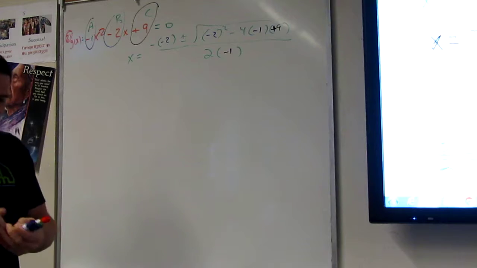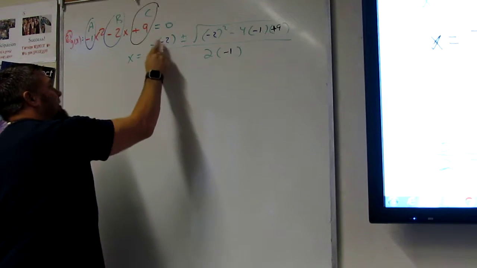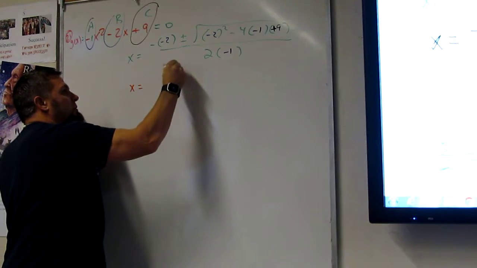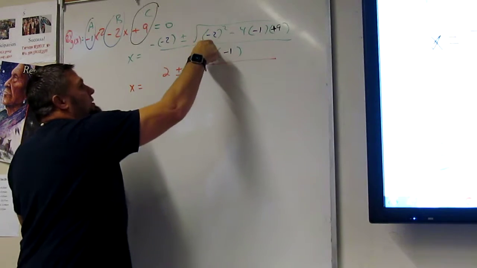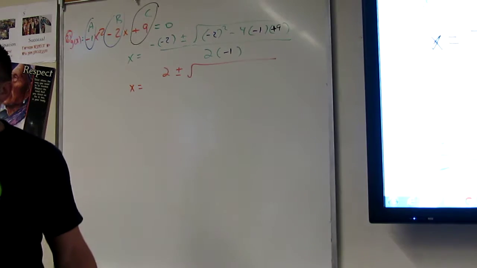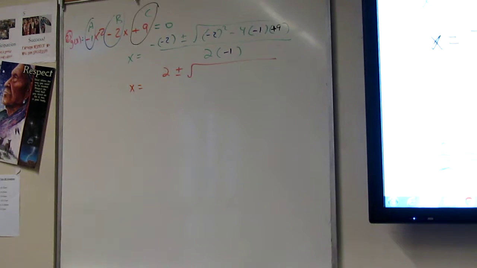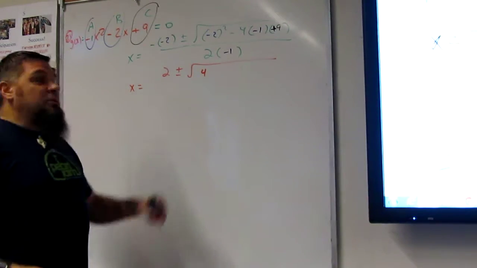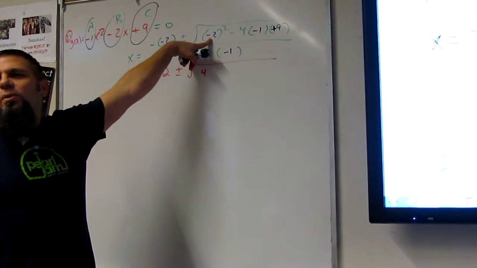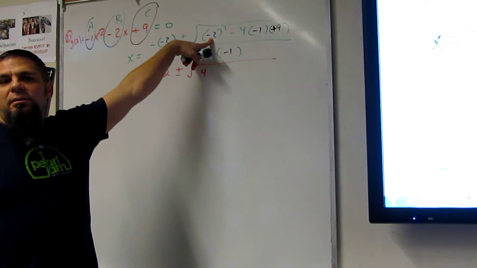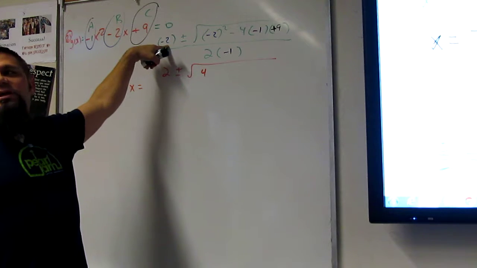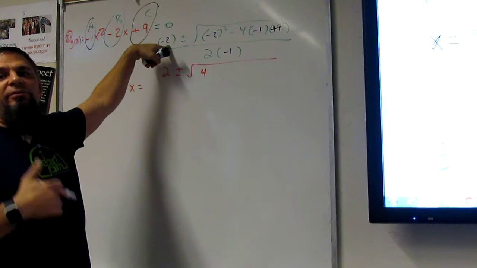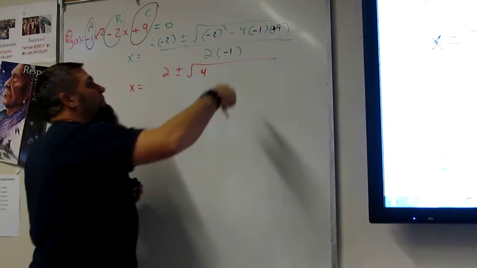Okay? So, what is negative 2? Positive 2. Square root of negative 2 squared. So negative 2 times negative 2 is 4. Yeah, positive 4. Okay? So this one's always going to be positive, no matter what it is, right? And this is always going to be the opposite of what it is. If it's negative, it's going to become positive. If it's positive, it's going to become negative.